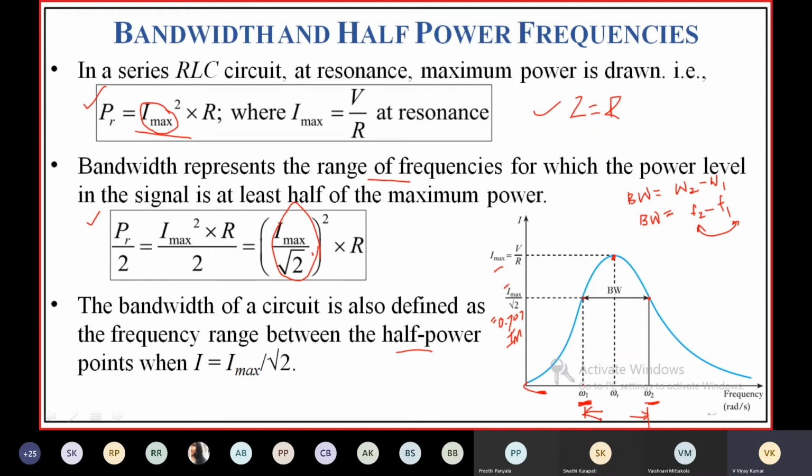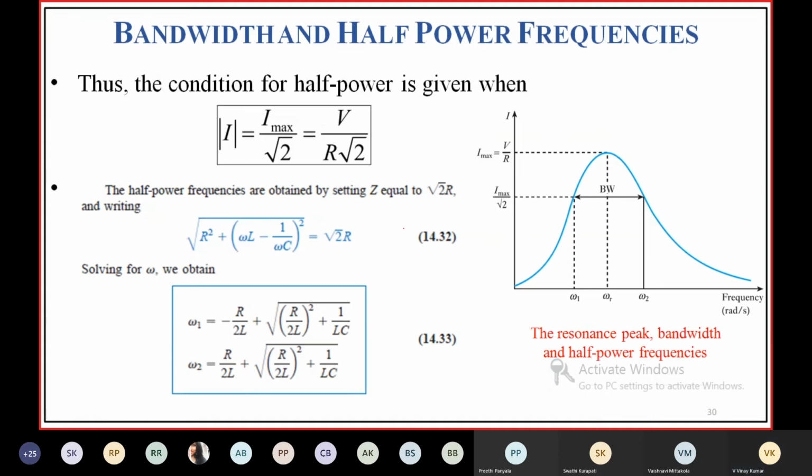70.7% of maximum current. So at lower cutoff frequency or upper cutoff frequency, the current is equal to what? I max by root 2. At lower cutoff frequency or upper cutoff frequency, the impedance is equal to, see here, what is the current at lower cutoff frequency or upper cutoff frequency? I max by root 2, which is nothing but V by R root 2. This will be the impedance at lower cutoff frequency or higher cutoff frequency.